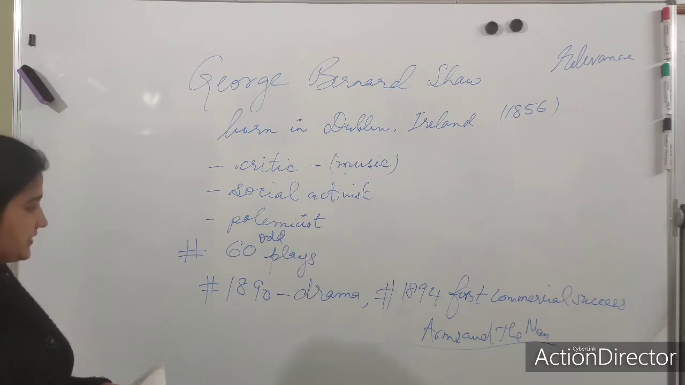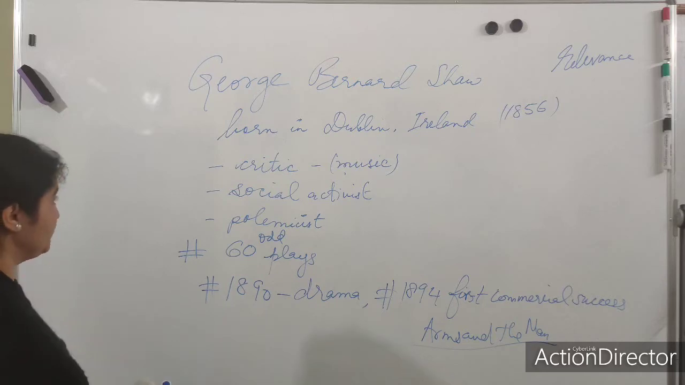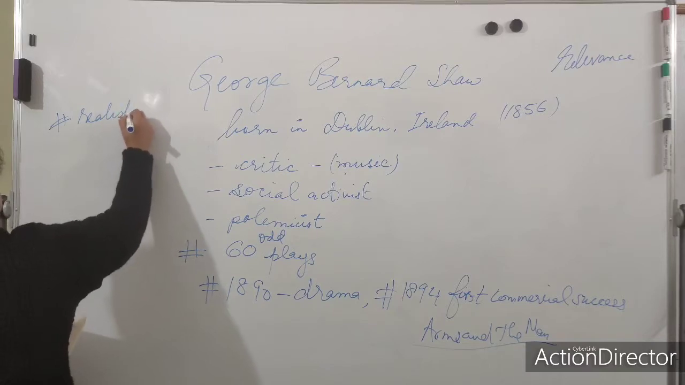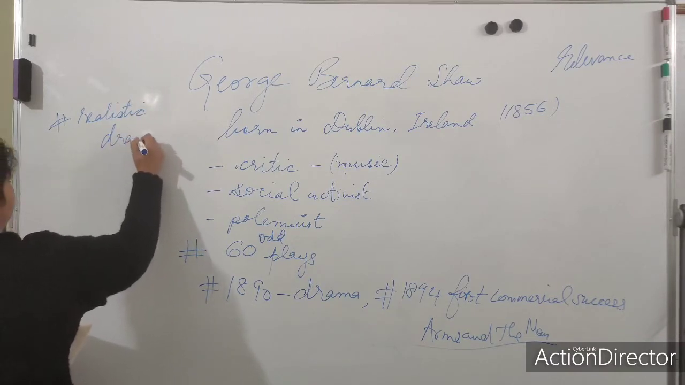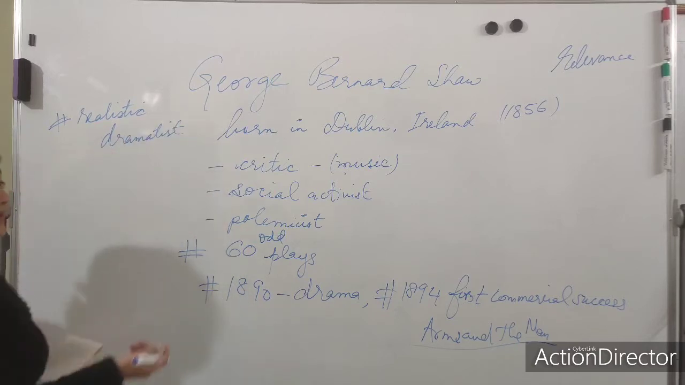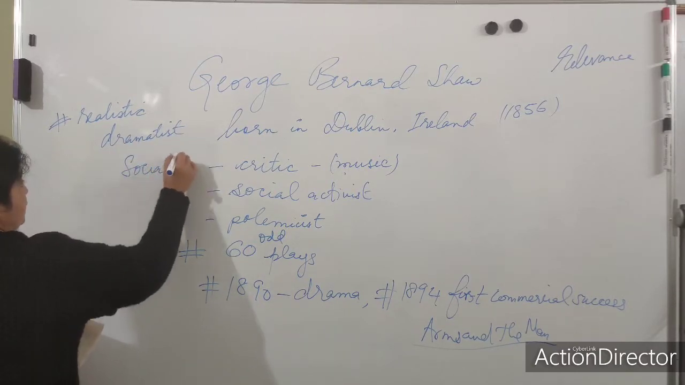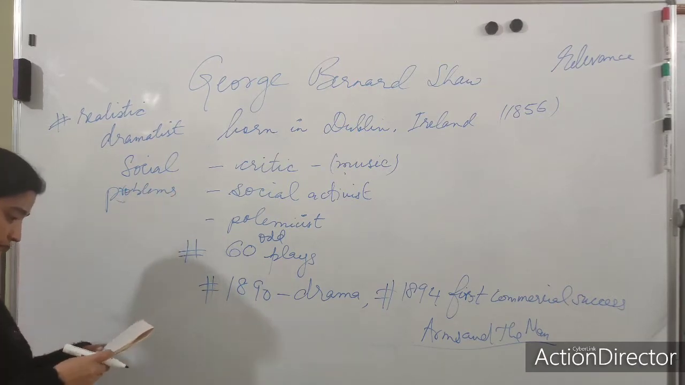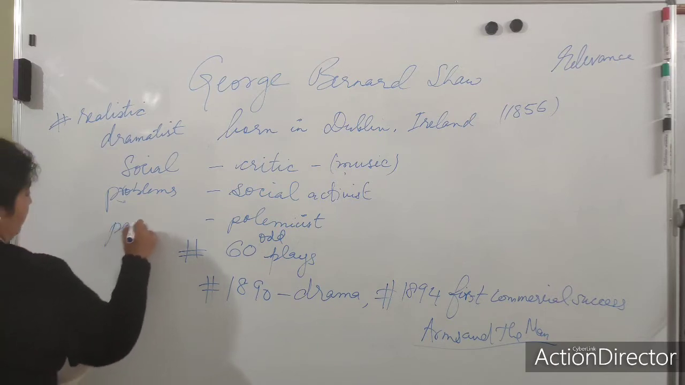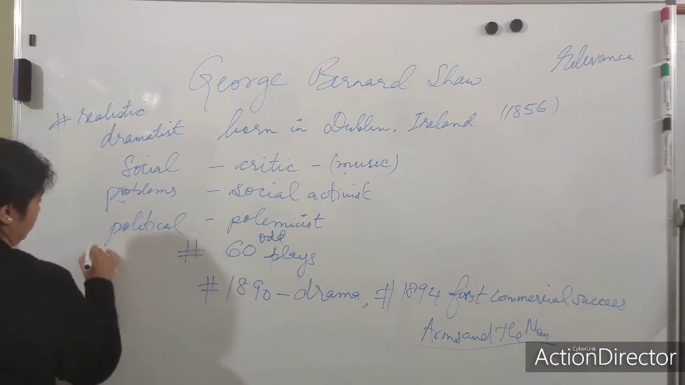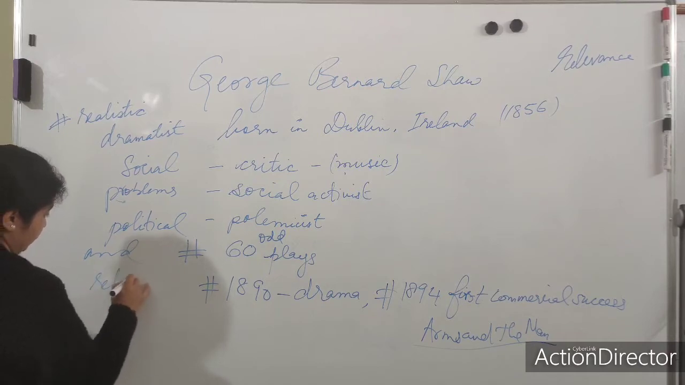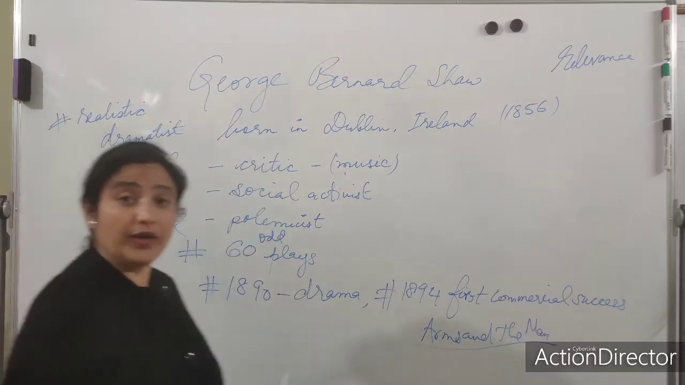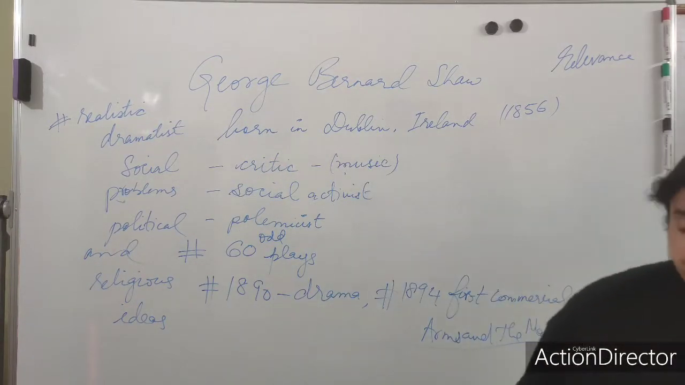Now, next aspect is, as I already told you, that he was a realistic dramatist. Why? Because he talked about the social problems, the problems of the society, right? And he talked about political and religious ideas. That is why he is known as a realistic dramatist.